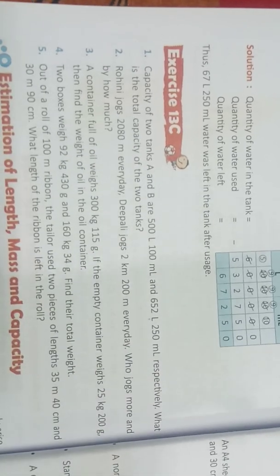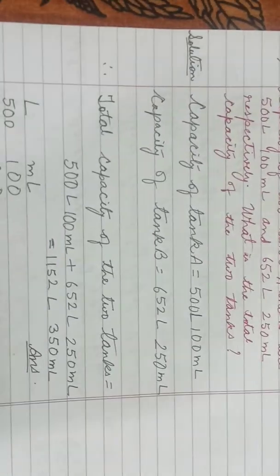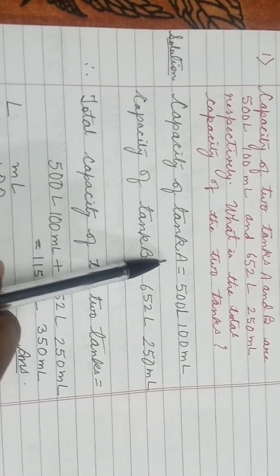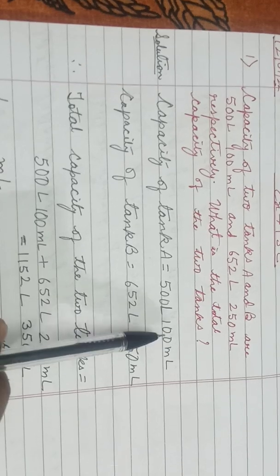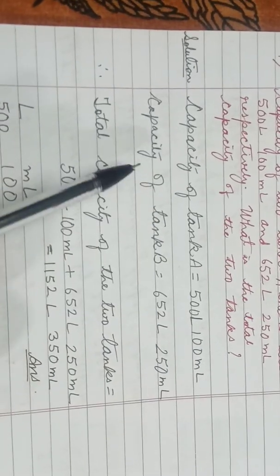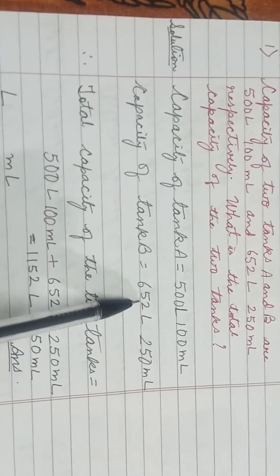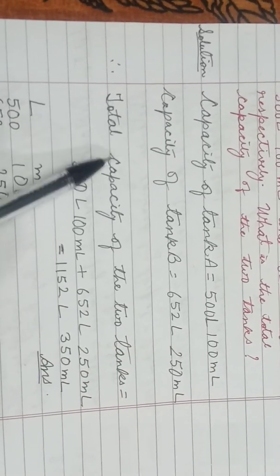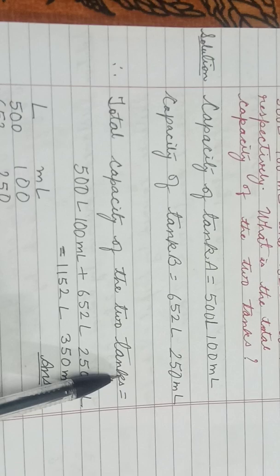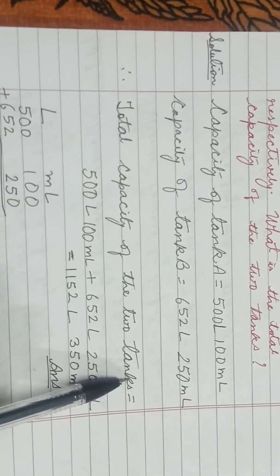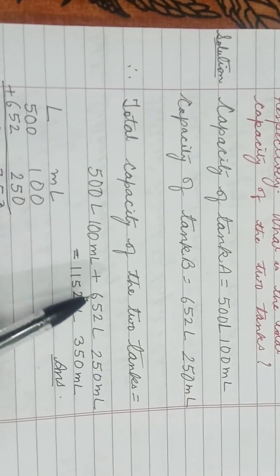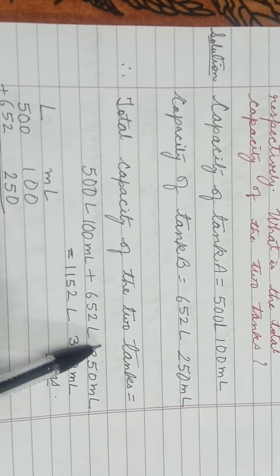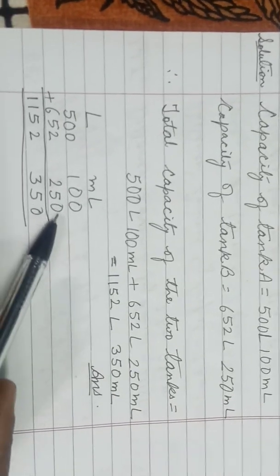Okay, so let's solve it. Write the statement capacity of tank A. So 500 liter and 100 ml. Capacity of tank B, 652 liter and 250 ml. Therefore, total capacity of the two tanks. So children, when we have to find total capacity, we will do addition. Yes. So write two values. Now children, you can add here.